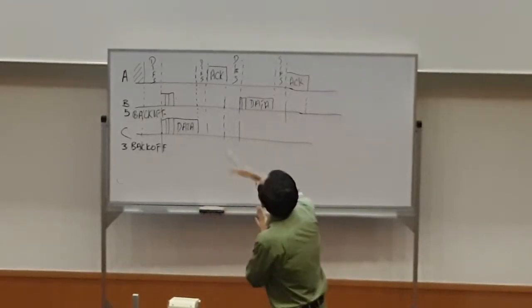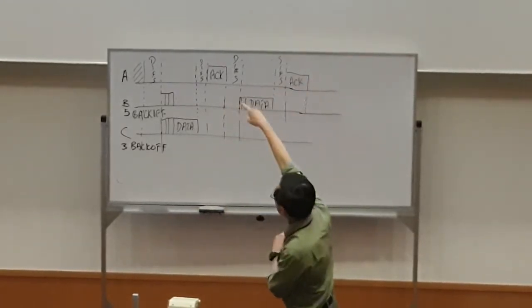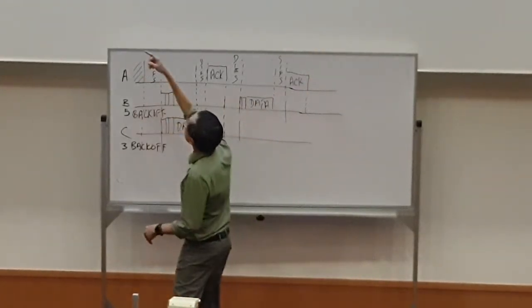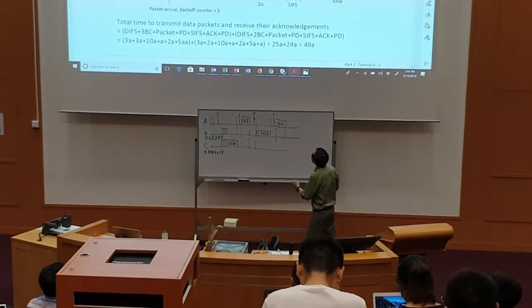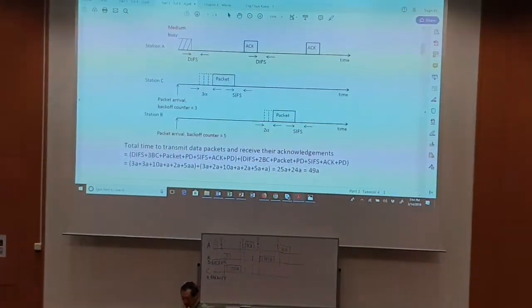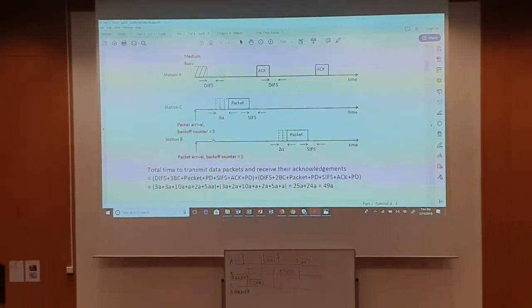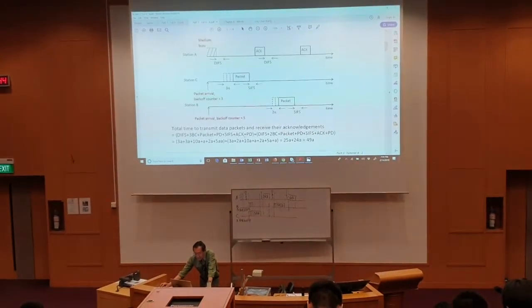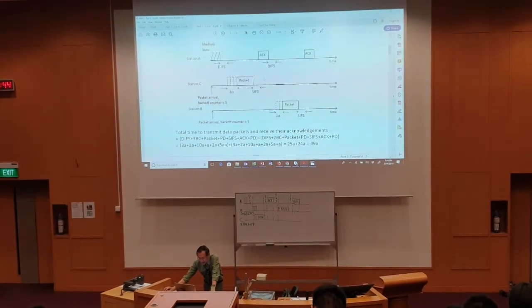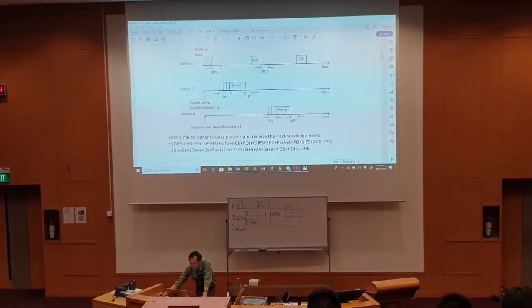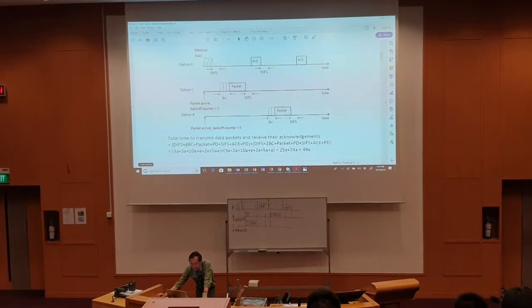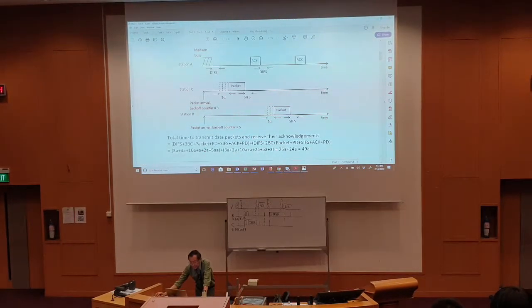Okay, so you can see the whole pattern. It's just that I put B instead of C. Alright. So, what's the total time? The time to send the first packet, which is this cycle here. So it's DIFS, 3 backoff, packet, then the propagation delay.